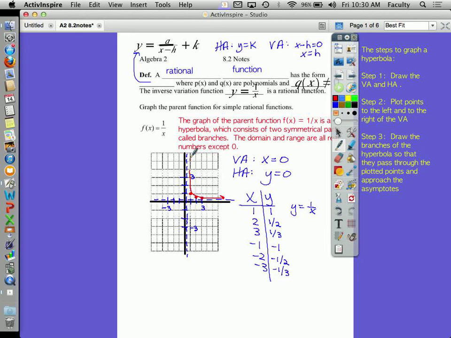And then step 3 says to draw the branches of the hyperbola so they pass through the plotted points and approach the asymptotes. Here's 1, negative 1, negative 2, negative 1/2, negative 3, negative 1/3. So this is the parent function for 1 over x. Okay, any questions on that?